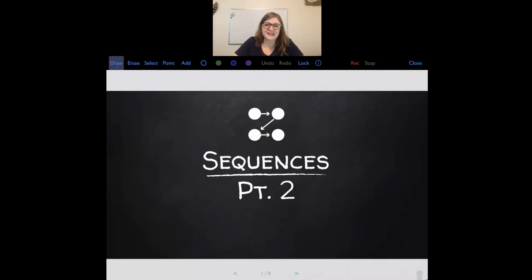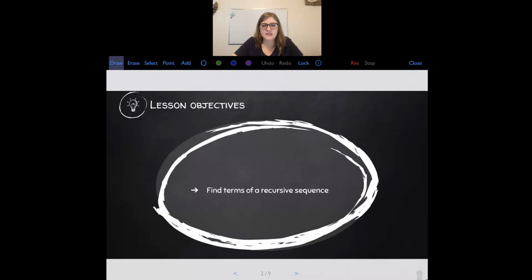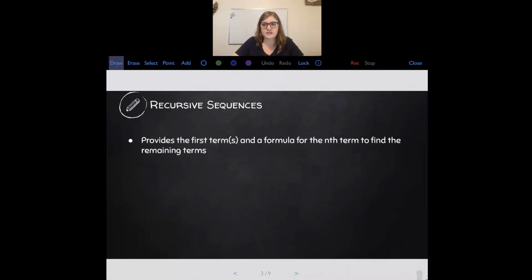We're going to continue on in our lessons about sequences. This is part 2. We have one objective today, and that is to find the terms of a recursive sequence. But before we get into doing that, let's talk about what a recursive sequence is.